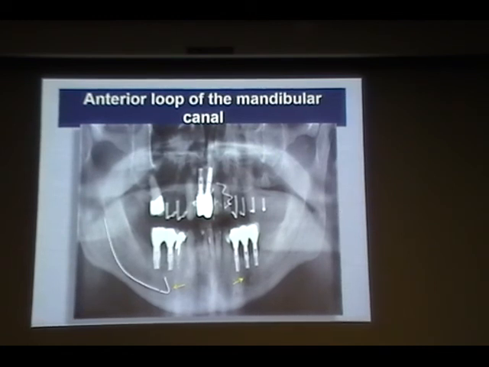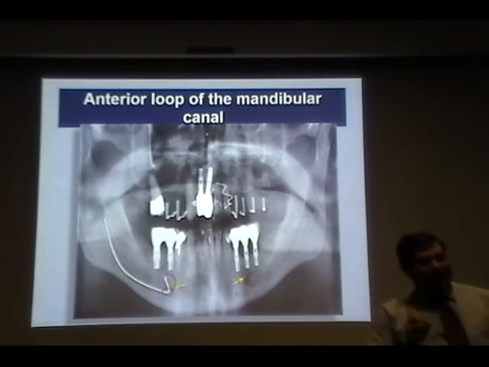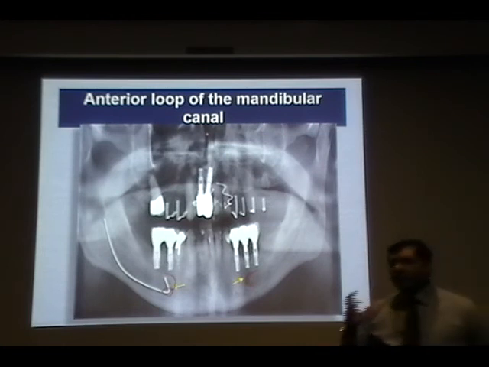Occasionally, the inferior alveolar canal comes and ends here at the mental foramen. Occasionally, it can go back like this. That's called anterior looping. Again, these are the variations when you try to place an implant or do some kind of surgery in that region. Make sure that you understand the whole anatomy and whether there is any variation.